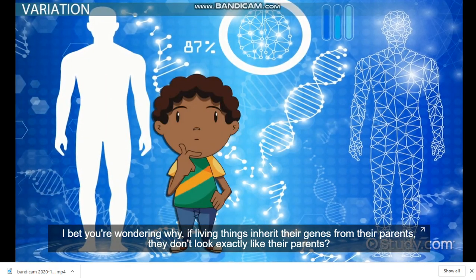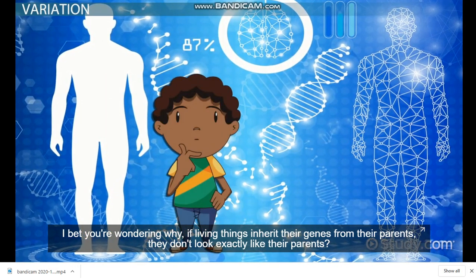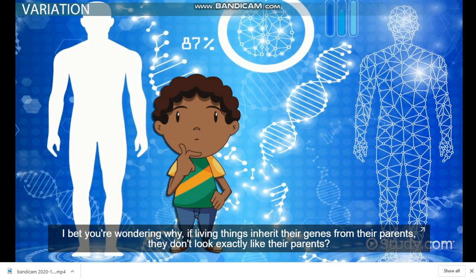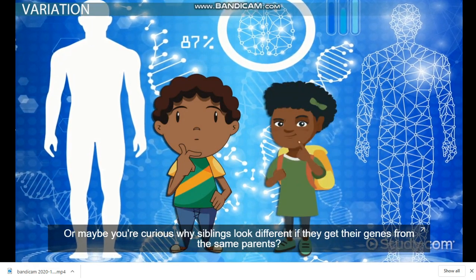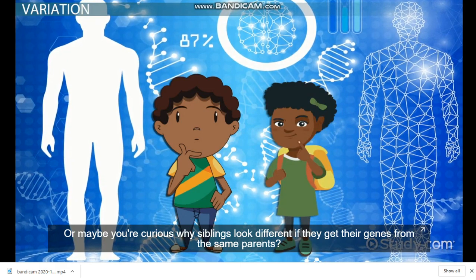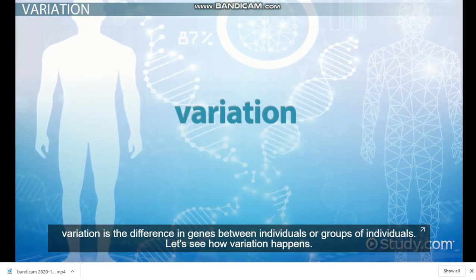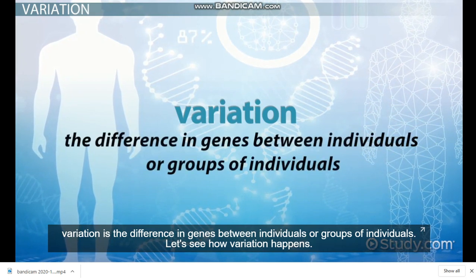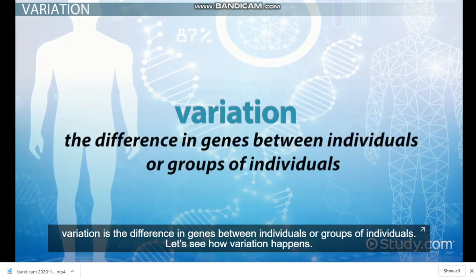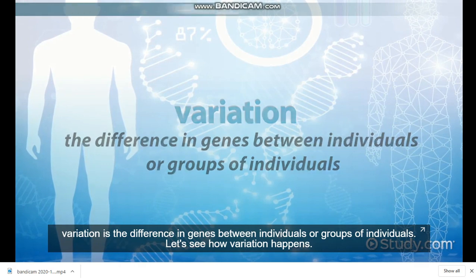I bet you're wondering why, if living things inherit their genes from their parents, they don't look exactly like their parents. Or maybe you're curious why siblings look different if they get their genes from the same parents. The answer to these questions is variation. Variation is the difference in genes between individuals or groups of individuals. Let's see how variation happens.